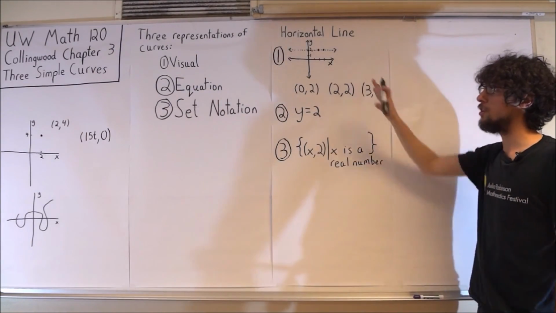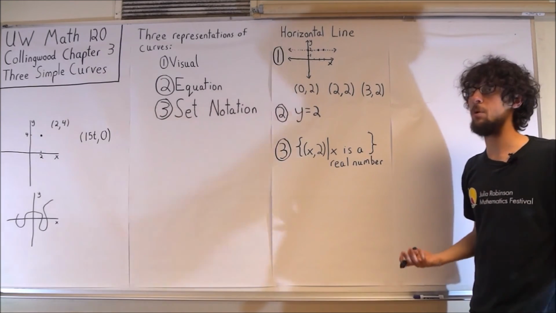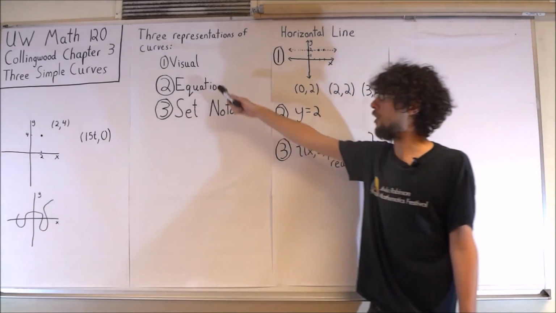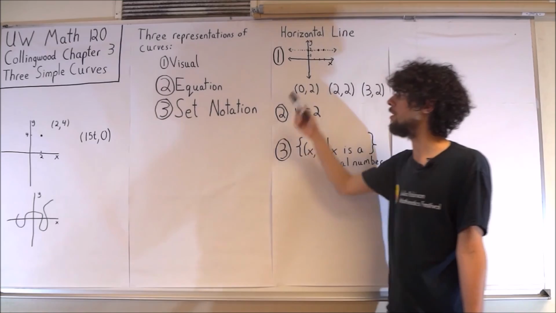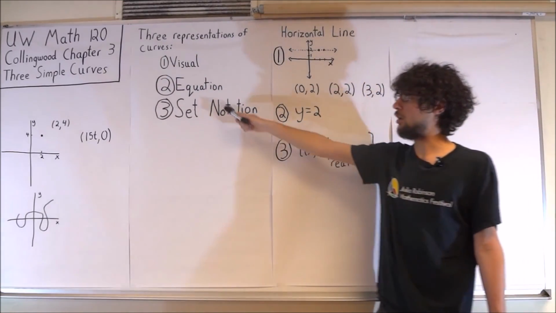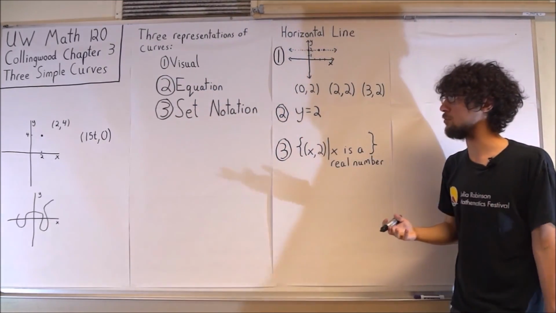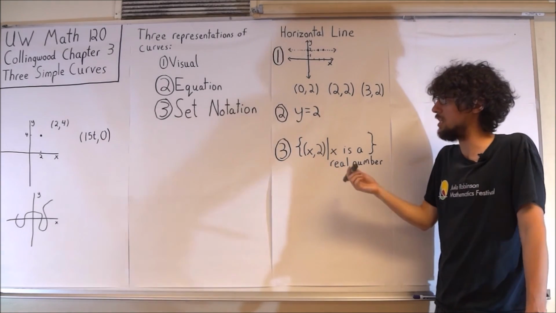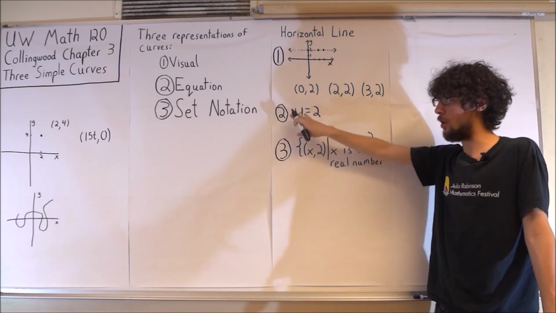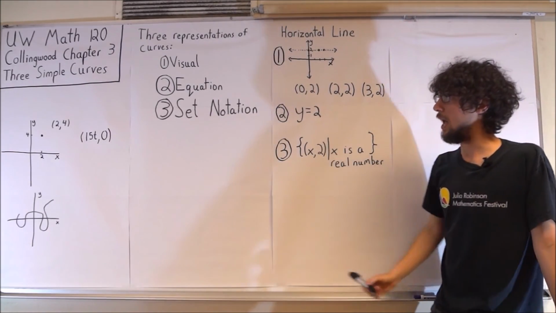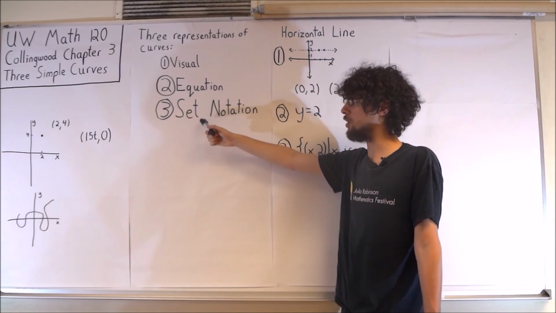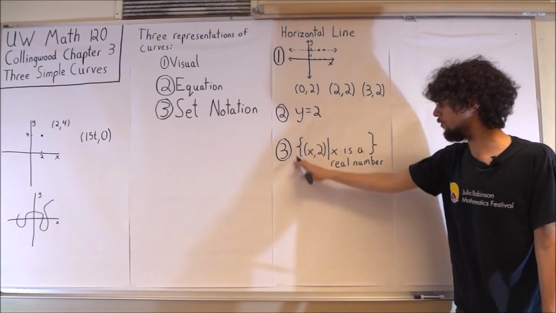So we've seen for this horizontal line our three representations of curves. We have our visual representation in the form of a graph. We have our equation representation in terms of x and y and some equal sign written here, although no x's happened to appear here. And we have our set notation, which we've described here.